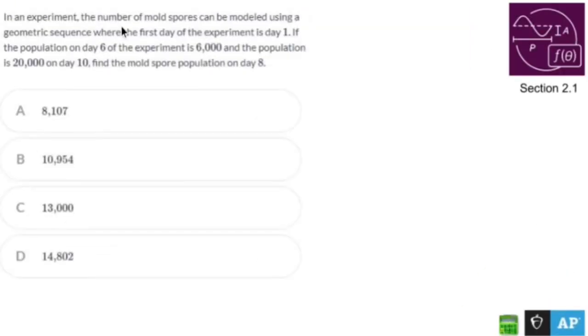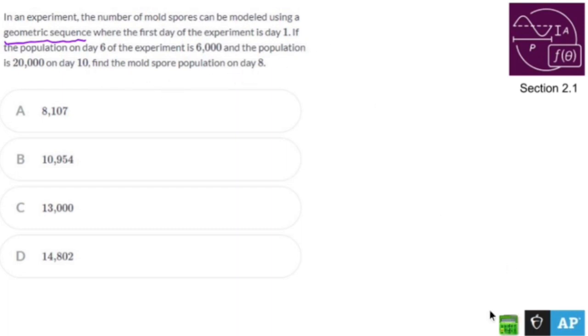In an experiment, the number of mold spores can be modeled using a geometric sequence, where the first day of the experiment is day 1. If the population on day 6 of the experiment is 6,000 and the population is 20,000 on day 10, find the mold spore population on day 8.